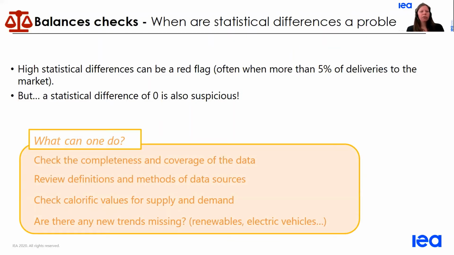One should check the completeness and coverage of the data, review the definitions and methods of data sources, check the calorific values for supply and demand, because these could be a reason for a high statistical difference, and check if there are any new trends missing. For example, if you know that the country in the past didn't have solar PV, but it now has, maybe that is something that is missing because it wasn't integrated in the template for data collection yet. And so that's something to double check.